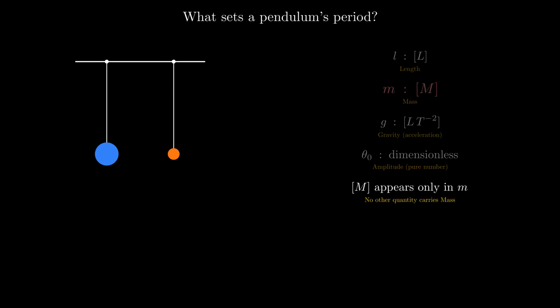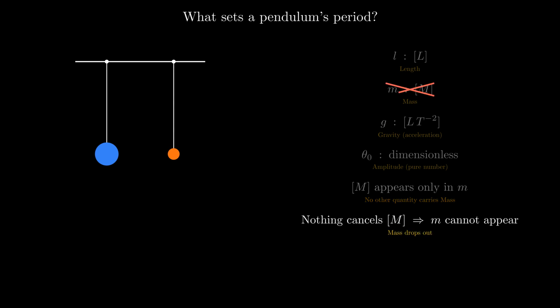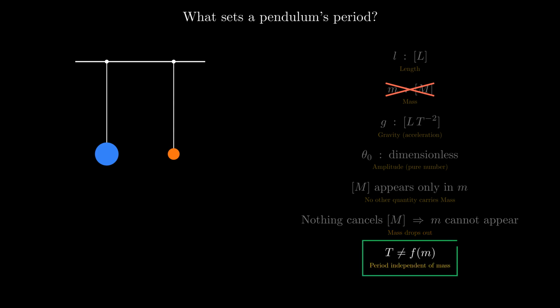Now watch the mass. Its dimension, mass, appears in m and nowhere else. No other quantity carries mass to cancel it. If mass appeared in our formula, nothing could balance its dimension. So mass cannot appear at all. The period of a pendulum is completely independent of how heavy the bob is, and we discovered that without doing any physics. With mass gone, only length and gravity remain to set the period.